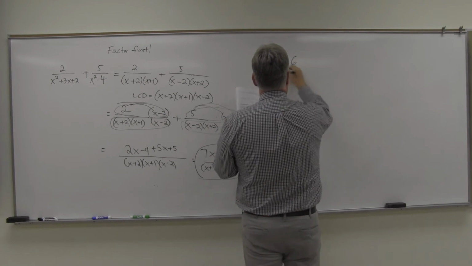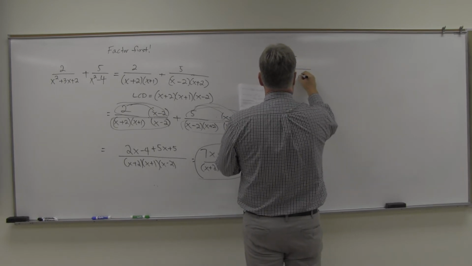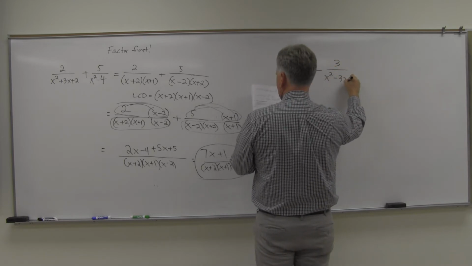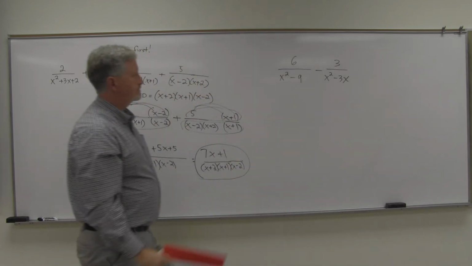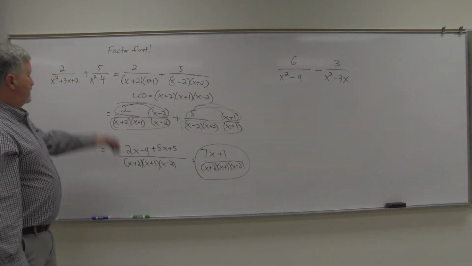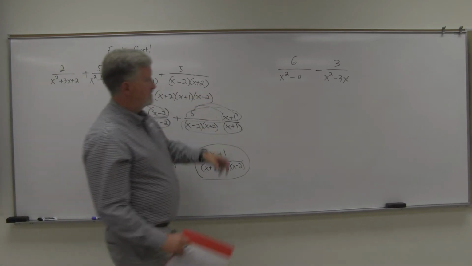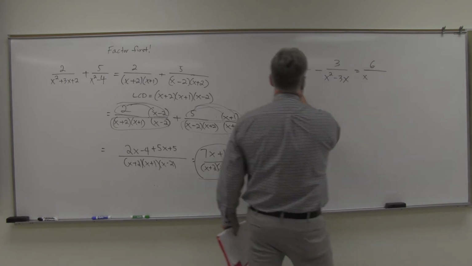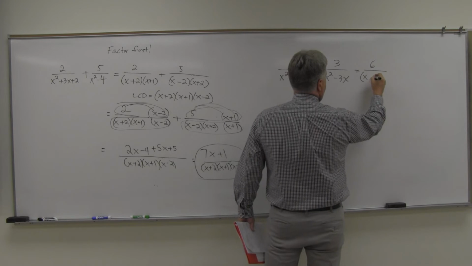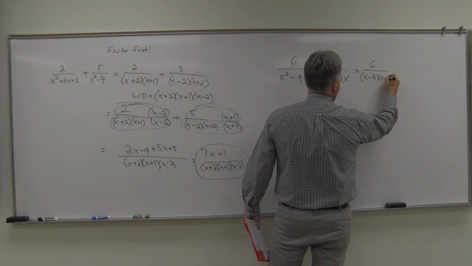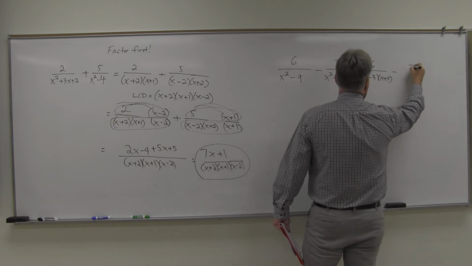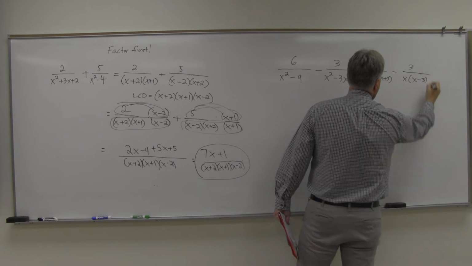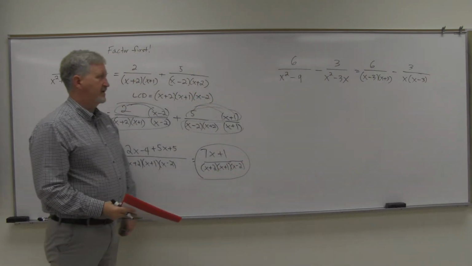All right, so let's say we've got 6 over x squared minus 9 minus 3 over x squared minus 3x. Same as this one, those denominators factor, so that's first, factor first. So we have 6 over, that's a difference of squares, x squared minus 9. So that factors as x minus 3, x plus 3. Minus then 3 over, that factor out an x. Take out the x and leaves you x minus 3.